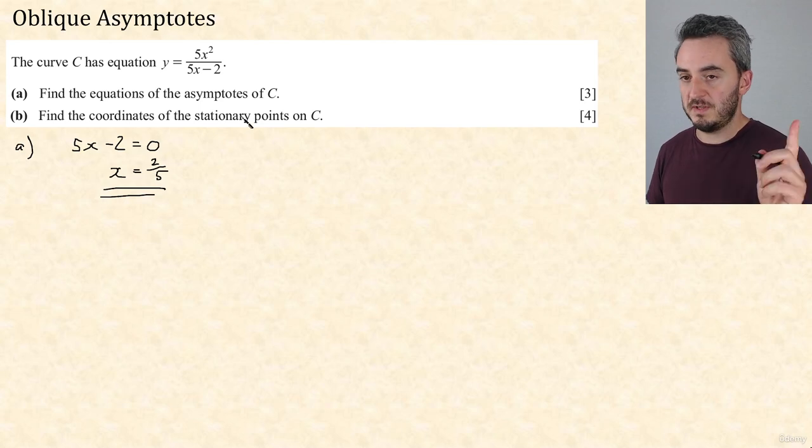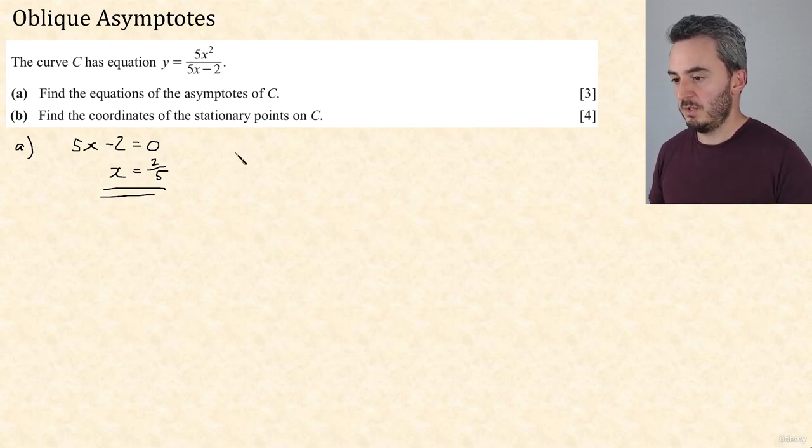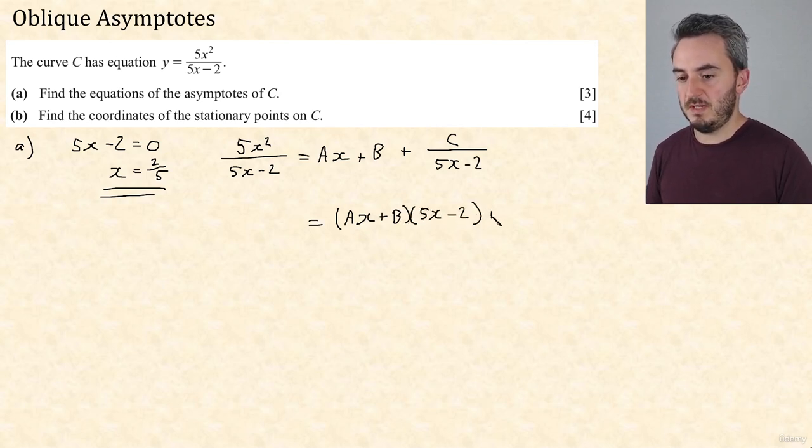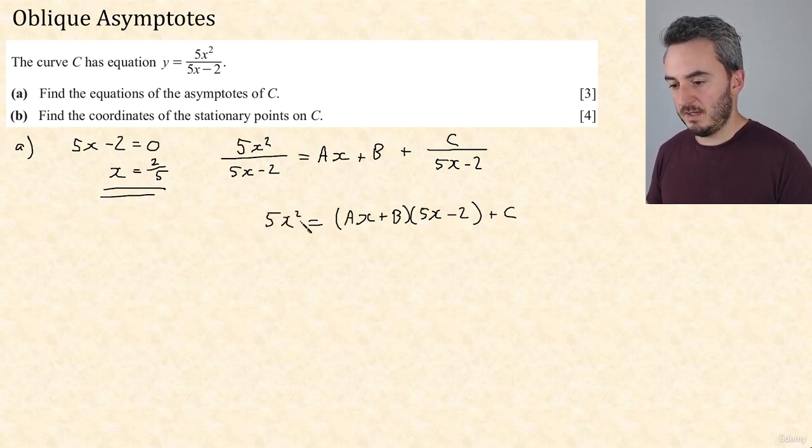Now, for the oblique asymptote, I've got to do some division. So I'm going to say that 5x squared over 5x minus 2 must be equal to some amount of x plus some constant plus some remainder over 5x minus 2. Now let's put these together into a common denominator form, and I'll only focus here on the numerator. So the numerator would be (ax plus b) times (5x minus 2) plus c. There's the numerator of the right. The numerator of the left is 5x squared.